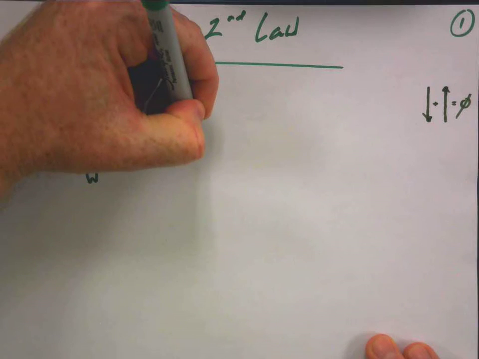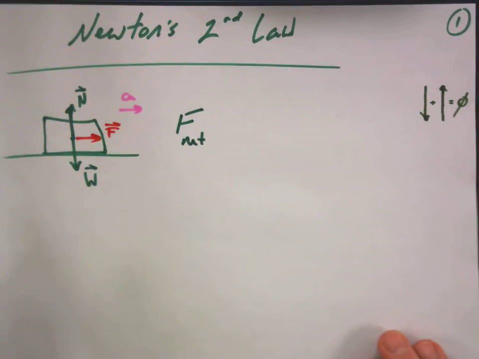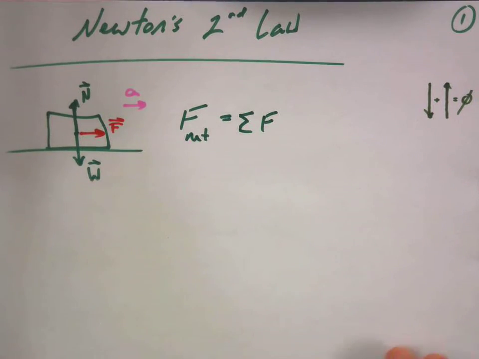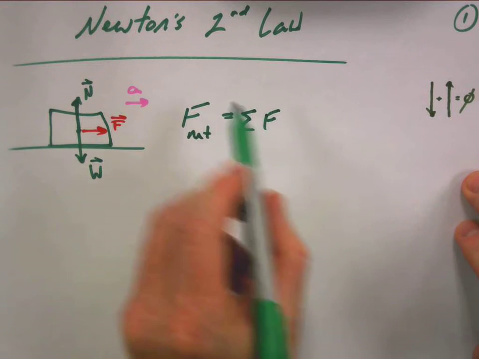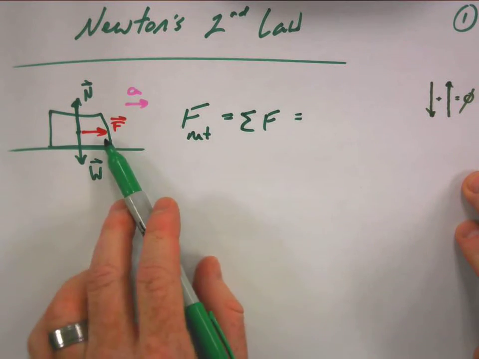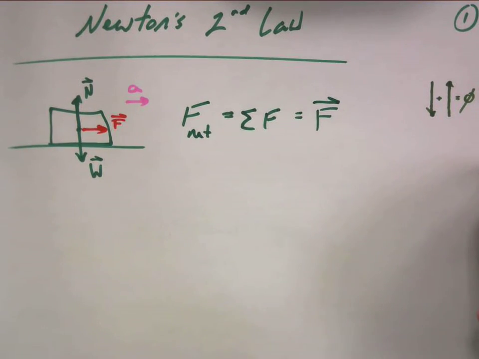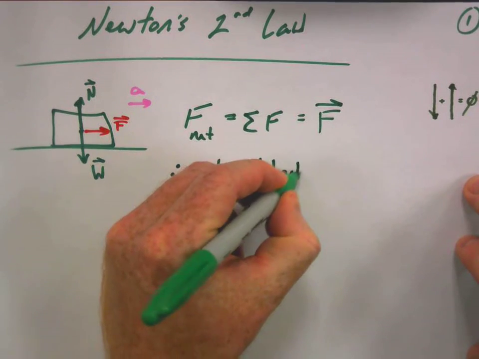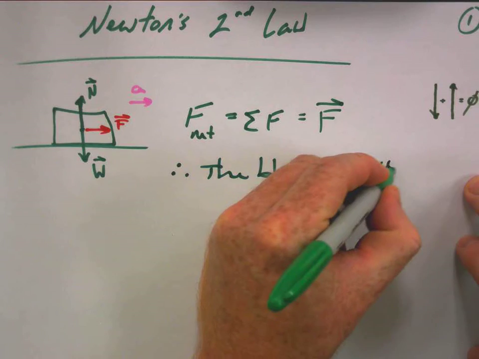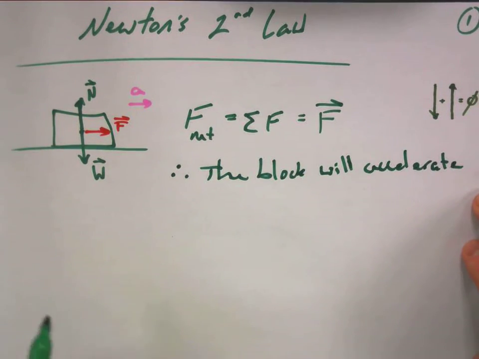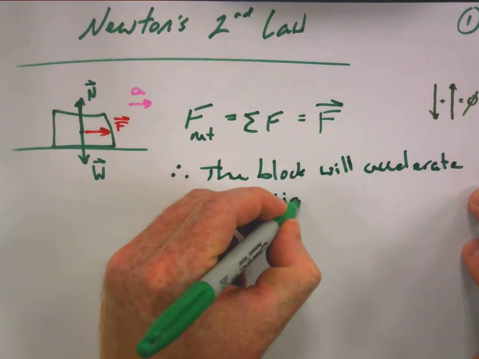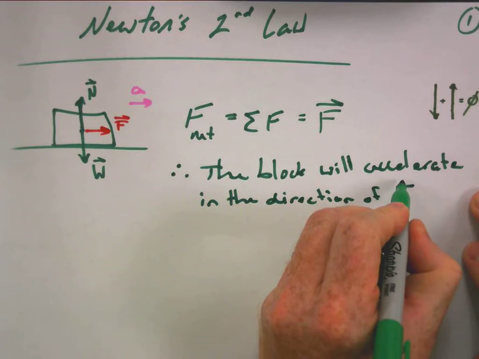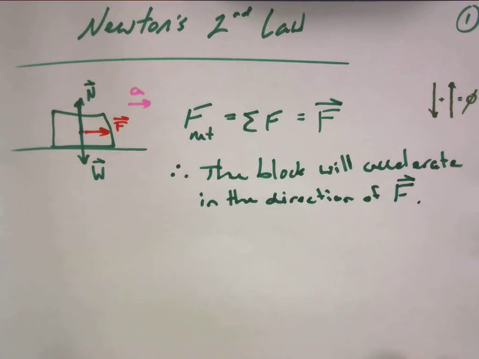We write this by simply saying the net force. This thing called the net force is the overall effect of all the forces combined. What that means is we have to sum up all the forces, literally all of them, and in this case, very specifically, the net force will equal that applied force. From this, we can say the block will accelerate in the direction of that net force, which is our applied force. They are equal.